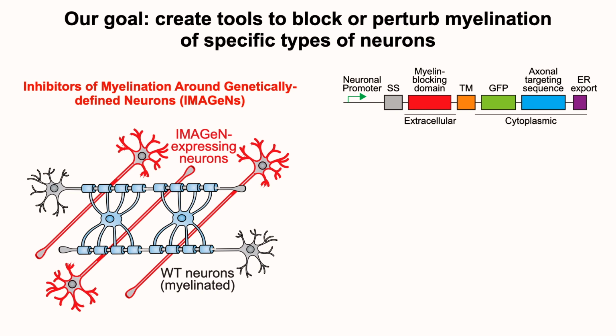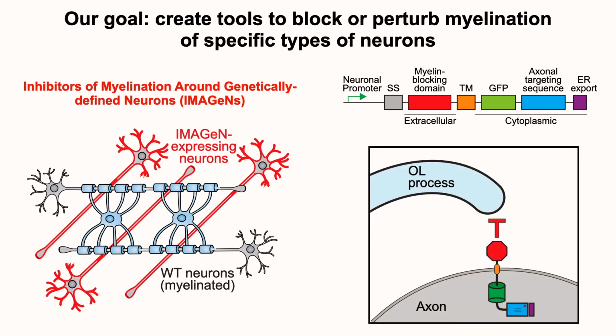We're designing these constructs in a modular manner to use DNA sequences for myelin-blocking domains, shown in red, coupled with the green fluorescent protein to tag these proteins, and then axonal targeting sequences to act sort of like zip codes to drag these constructs out to the neuron's axon. We envision that these tools would localize to the surface of the axon, expressing this myelin-blocking domain on the extracellular side that would effectively block the axon from being myelinated by an oligodendrocyte.